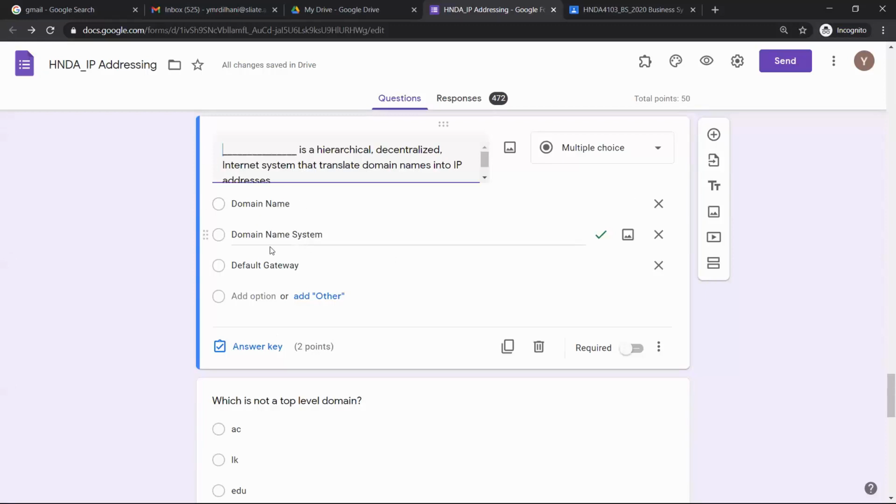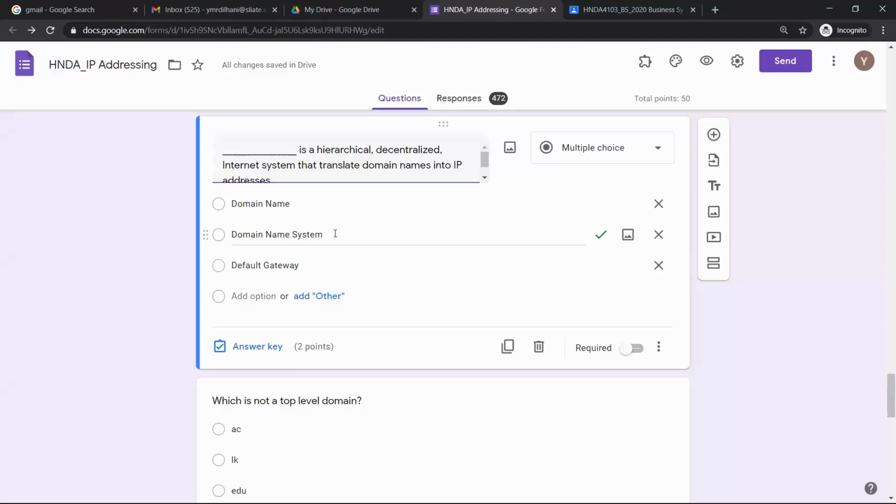And again, this is also about the domain name system. The domain name system is a hierarchical, decentralized internet system that translates domain names into IP addresses, right? When you access the internet, we know that each and every device uses an IP address. But if you want to use the Google website, you will go to a specific server, and there are machines and servers, right? They also use IP addresses, but you cannot remember all those IP addresses. What you usually remember is google.com, right?